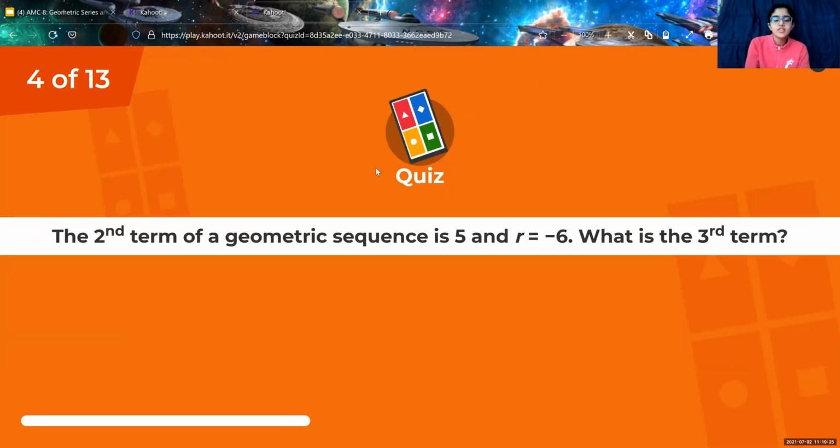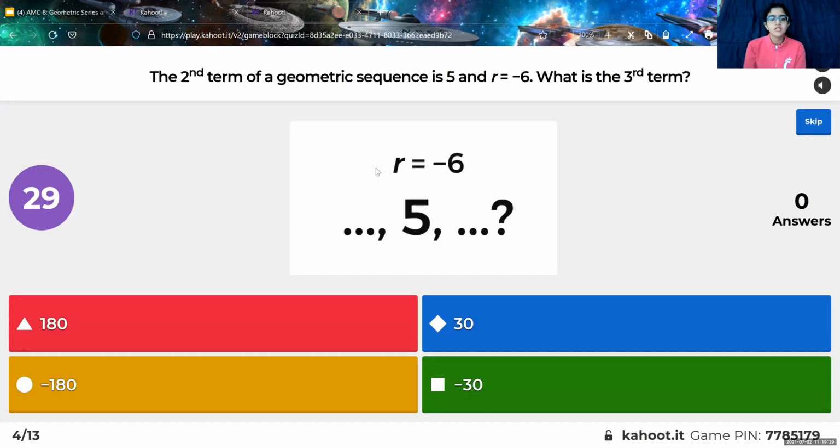Okay. The second term of a geometric sequence is 5 and r, or the common ratio, is -6. What is the third term? So to get from the second to third term, you would multiply it by the common ratio to the power of 1, right? Because to get from one term to the next, you would multiply it by the common ratio. So that should basically give you your answer.